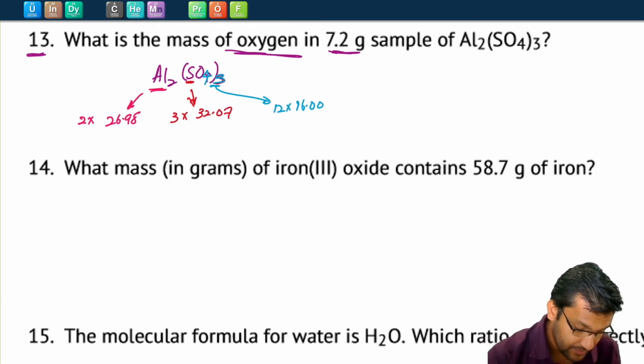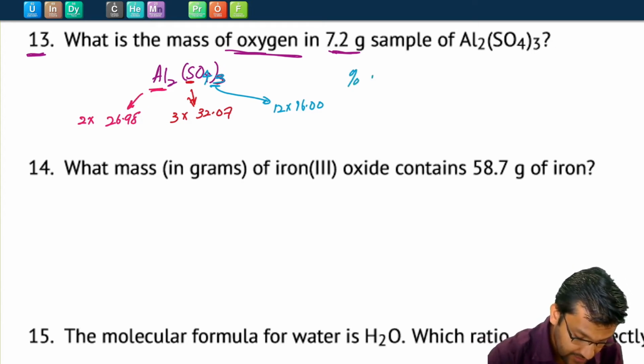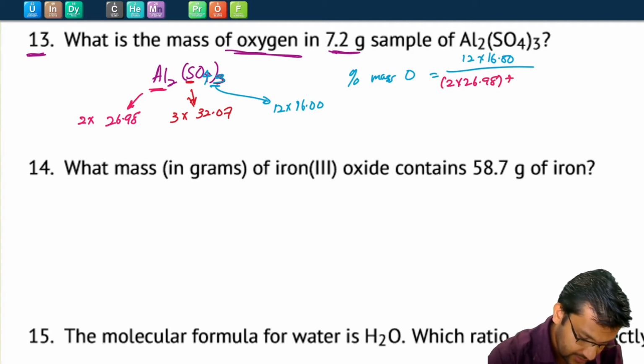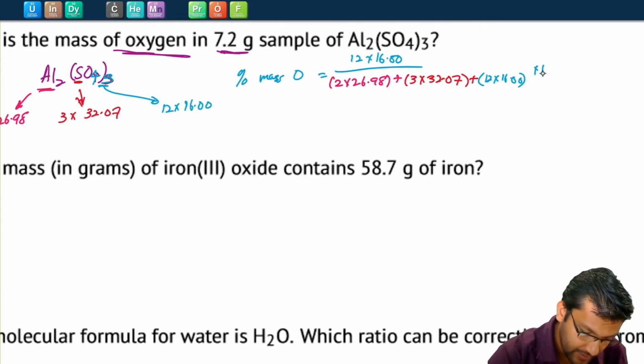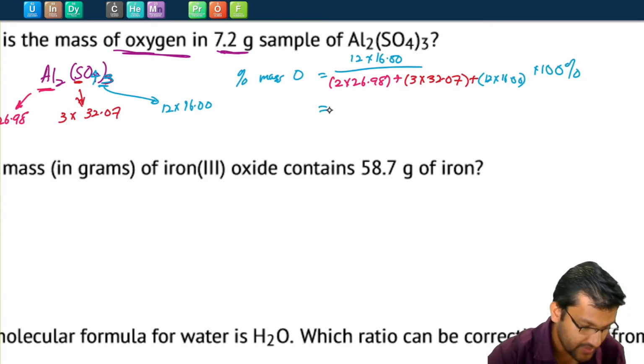So if we're looking at the percent mass of oxygen, we have 12 times 16 on top, and on the bottom we'll have 2 times 26.98 plus 3 times 32.07 plus the 12 times 16.00. All of this multiplied by 100%, and it comes out to about 56.11%.